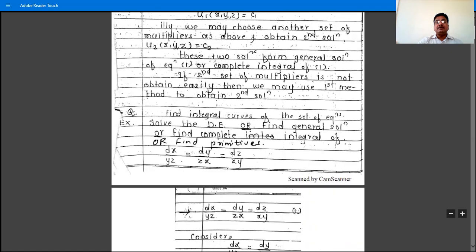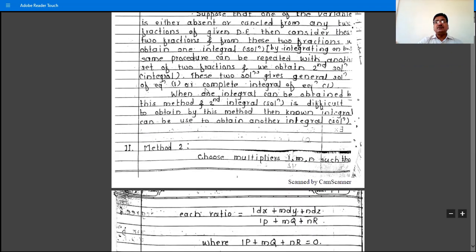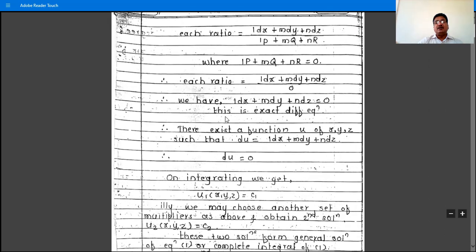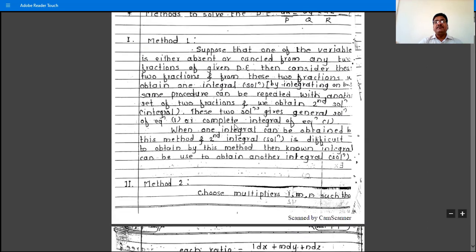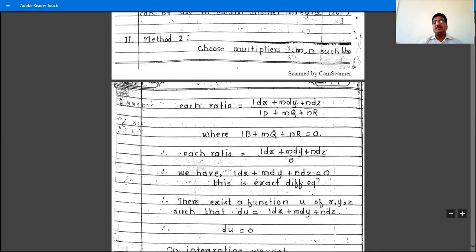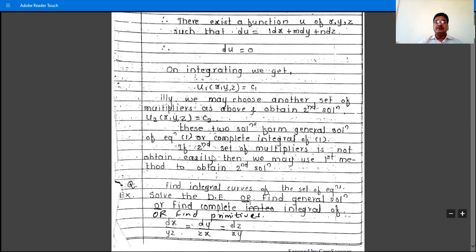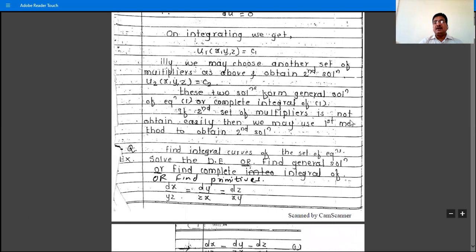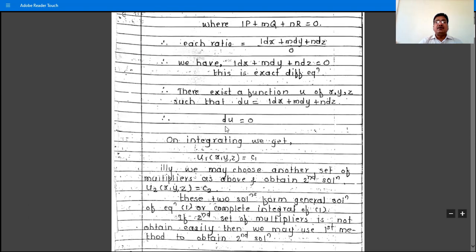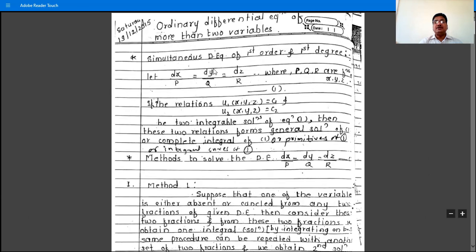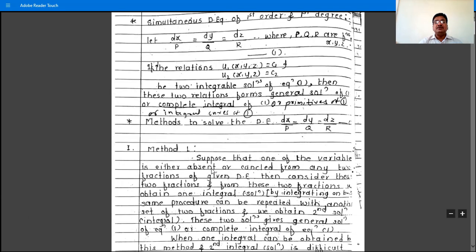Suppose we can apply the first method for one solution, one integral, and the second method for the second solution, or second integral, of the given differential equation. That is, we find the first solution by the first method and the second solution by the second method. So we can apply these two methods combined. If the second set of multipliers is not obtained easily, then we may use the first method to obtain the second solution. That is, in order to find the two solutions of this differential equation, we apply a mixed method: for one solution apply method 1, and for the other solution apply method 2.